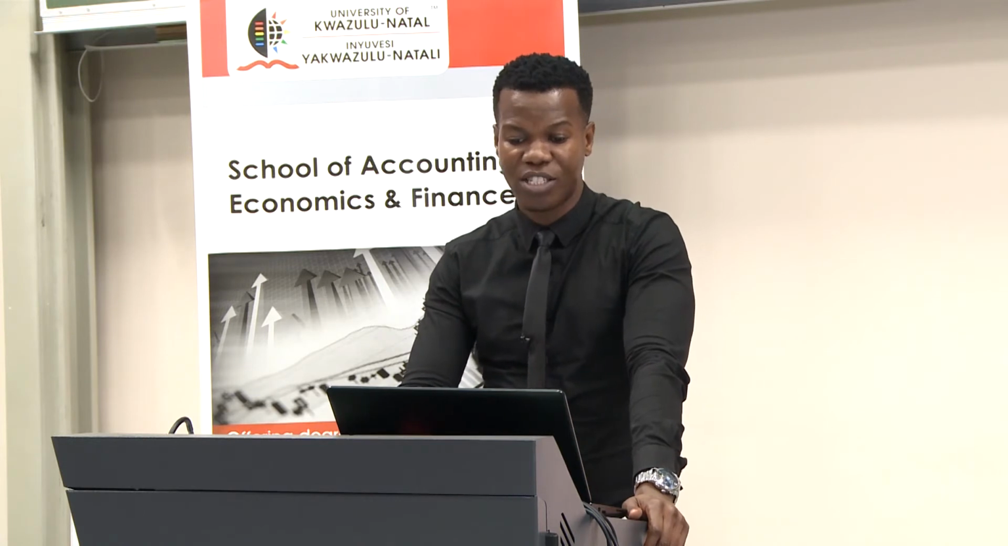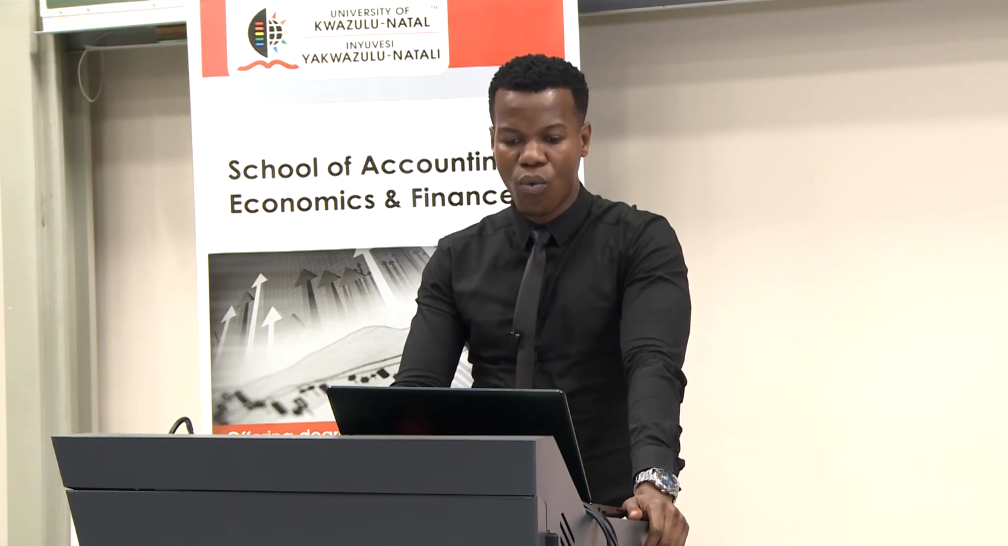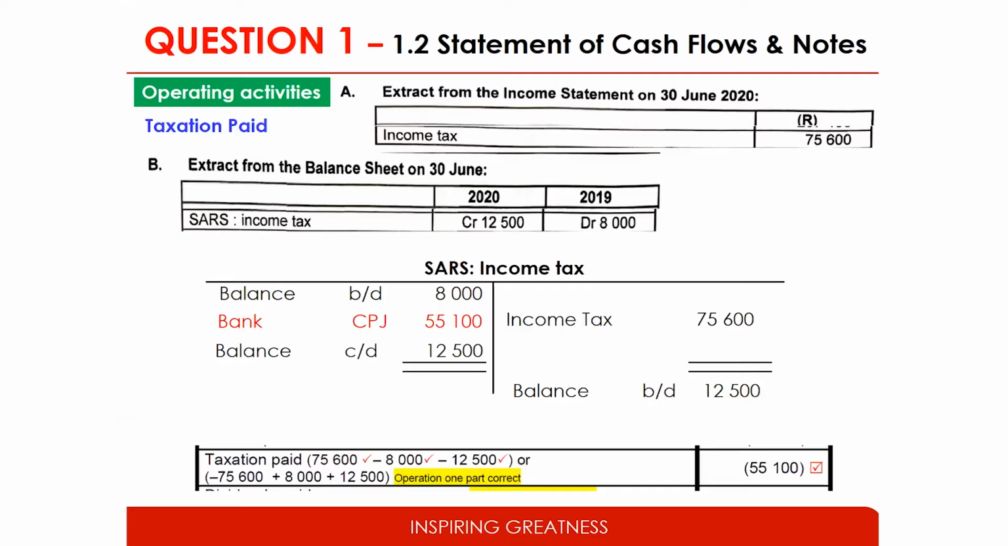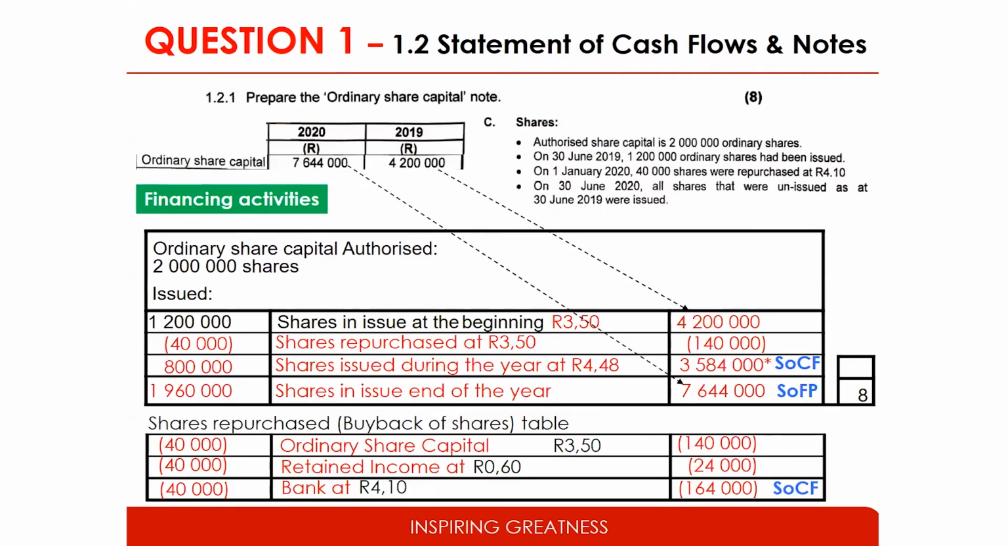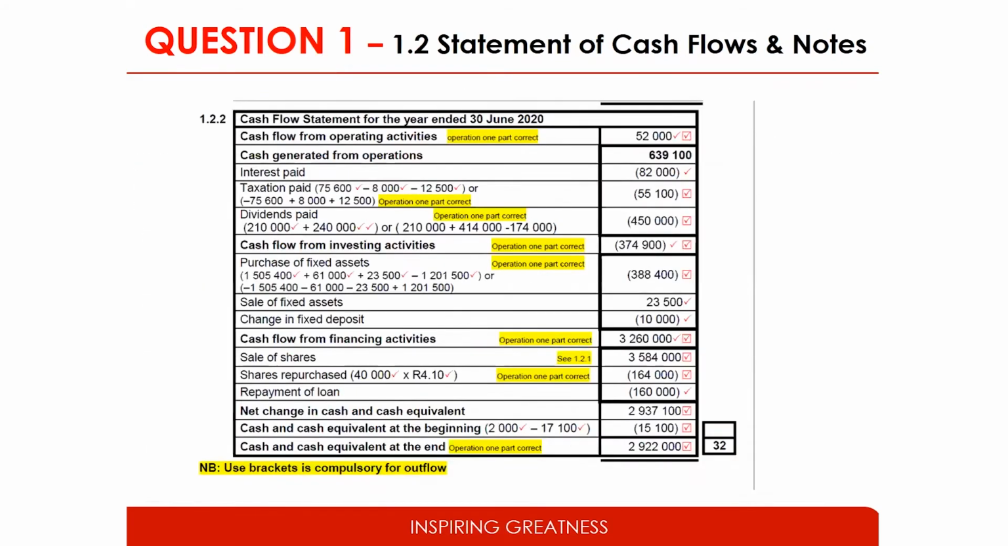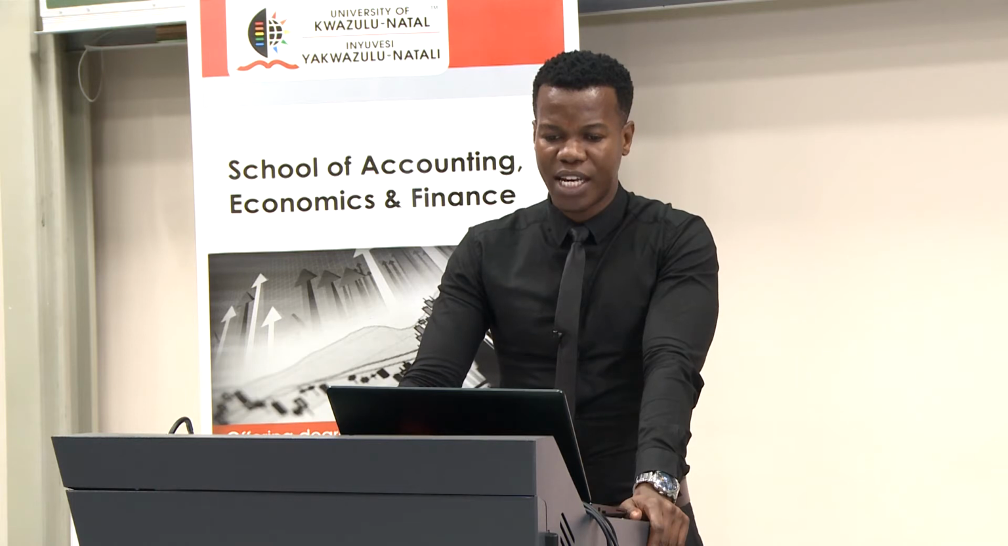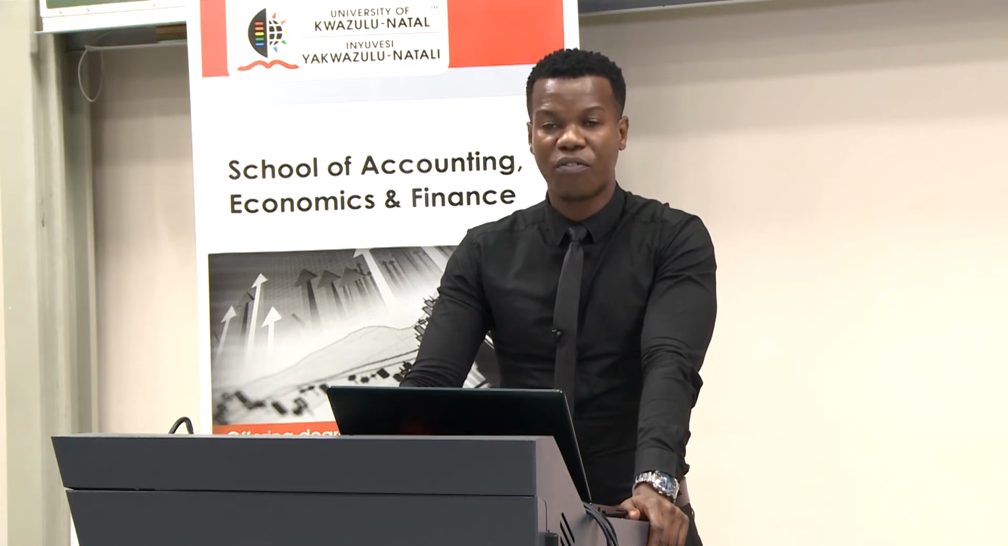However, the closing balance is on the credit side. That means we have paid 55,100 rand during the course of the year. That is an outflow, obviously, of cash. And you then, therefore, need to go and put that in there on your taxation that we have paid thus far. And that is 55,100 rand.